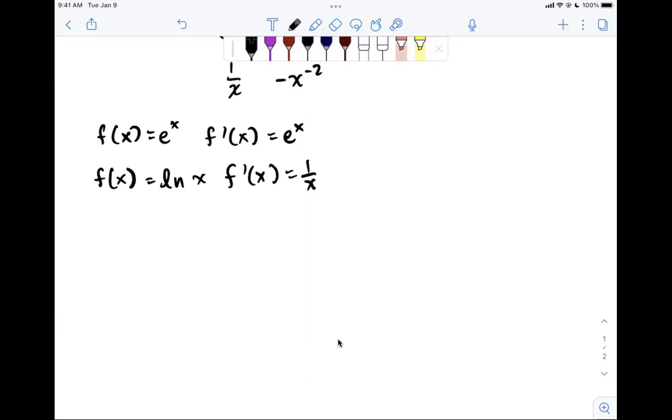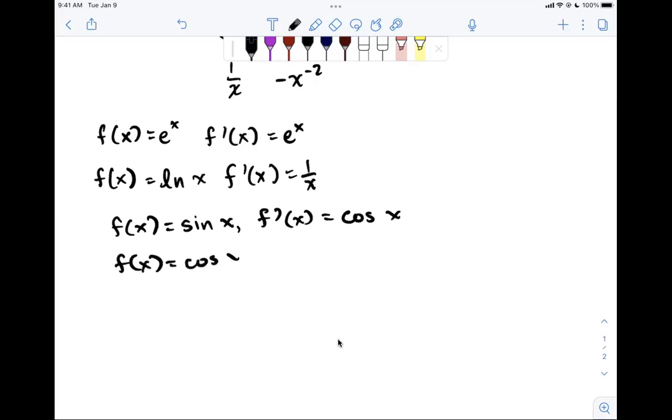And finally, we have our trig functions. I'll skip the inverse trig functions, but just go over the three main ones. So if we have f of x equal to sine x, then f prime of x is cosine x. If f of x is cosine x, then f prime of x is negative sine x.